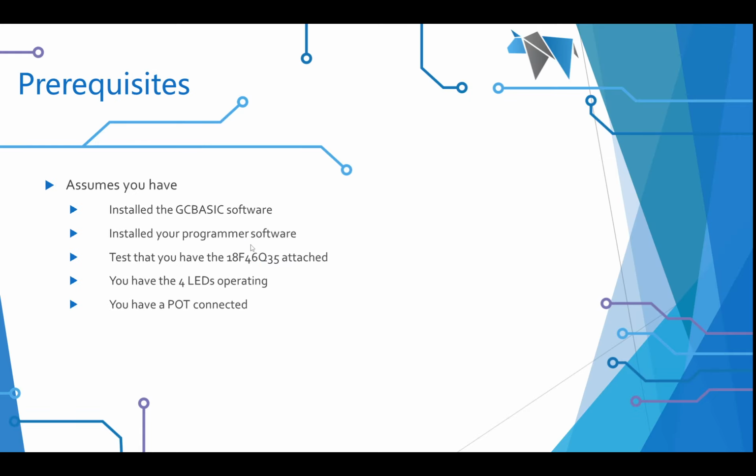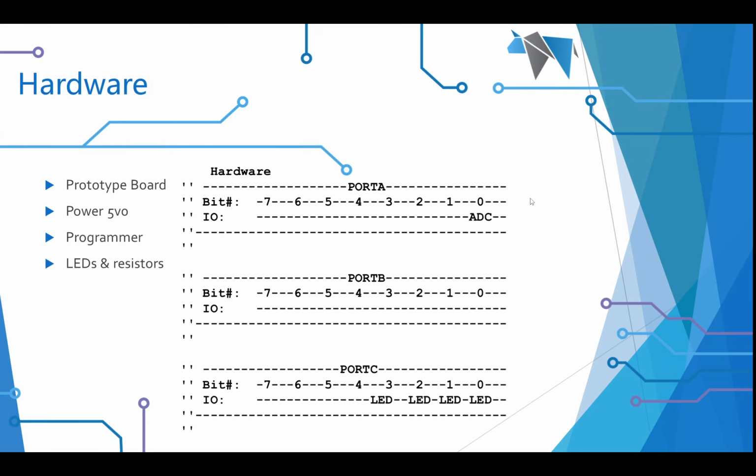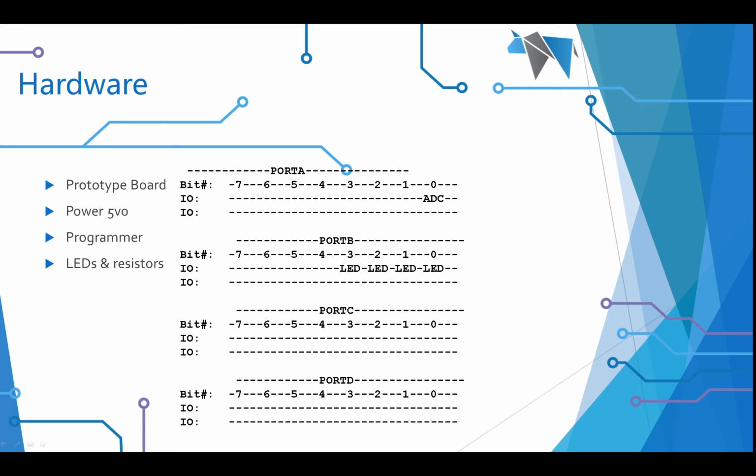I'm assuming that you've installed the GCBASIC software, the IDE called GCStudio. You've installed your programming software. You've got a Q35 attached. You have 4 LEDs operating, and you have the pot connected. I'm assuming those things as per the circuit diagram. Now, I just changed the port configuration there because I was using the wrong one. But what I've got is port A an ADC, and 4 LEDs as previously stated.